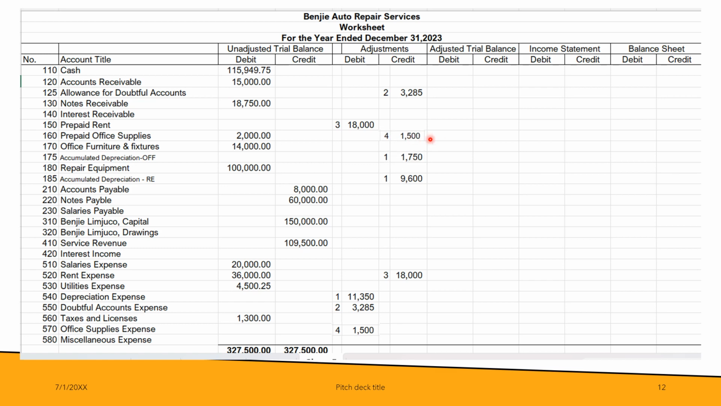So if this will be your entry, your prepaid office supplies at the end of the accounting period, or on December 31, 2023, will be 500 because you have a debit of 2,000. You also have an adjustment of 1,500, and that will give you a 500 ending balance. And that is correct because based on the additional data, the supplies on hand is only 500. And the difference of 2,000 and 500 is actually your office supplies expense.